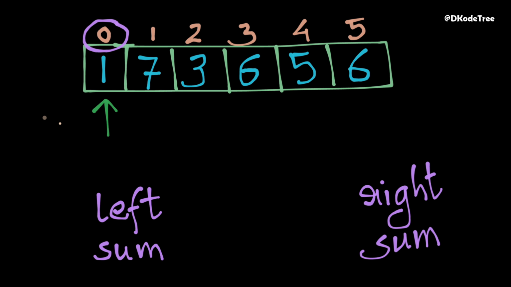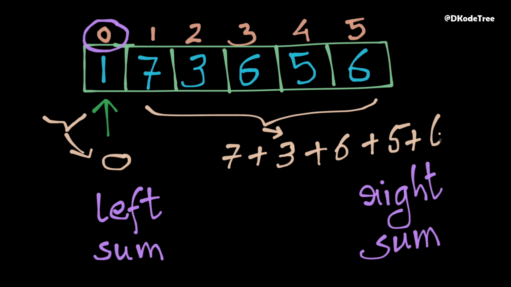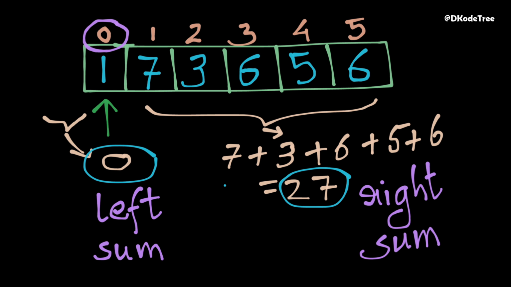Left sum is the sum of all the numbers to the left of the current index, which in this case is 0. And right sum is the sum of all the elements to the right of the current index, which is 7 plus 3 plus 6 plus 5 plus 6 equal to 27. Now as 0, the left sum, is not equal to 27, the right sum, the 0th index is not the pivot index.